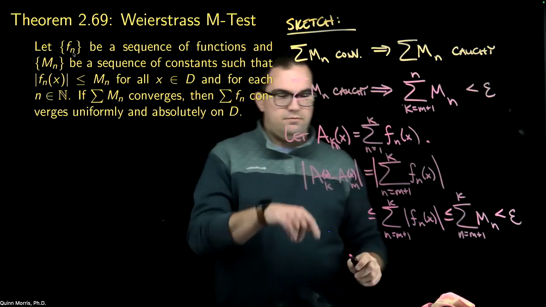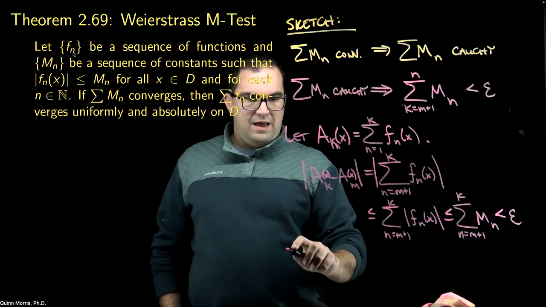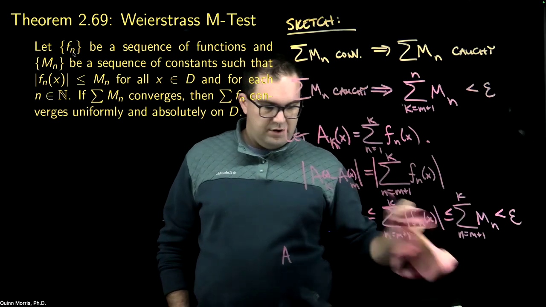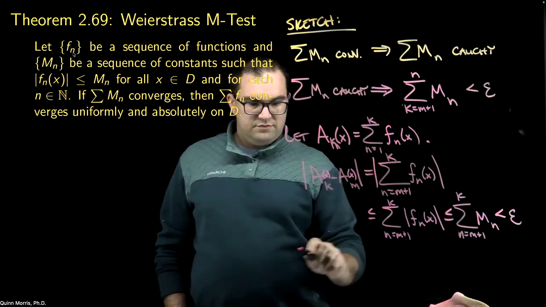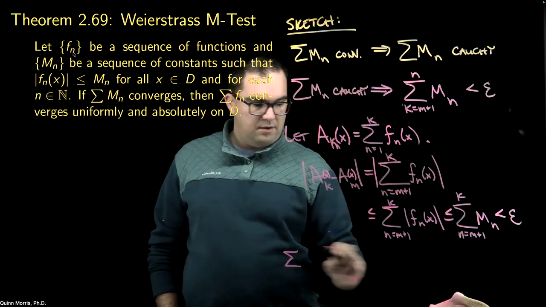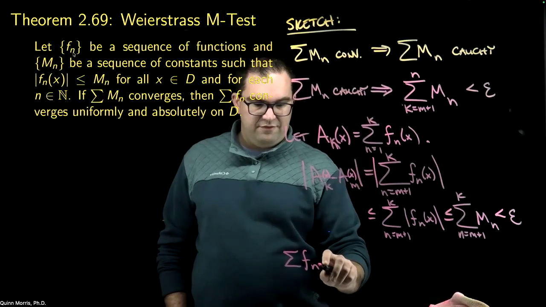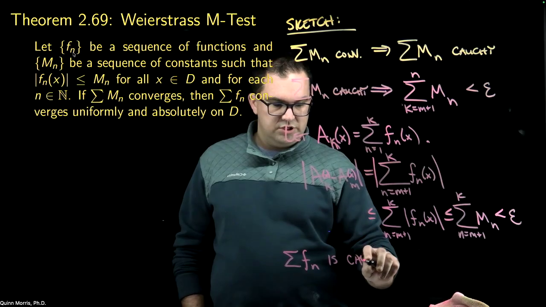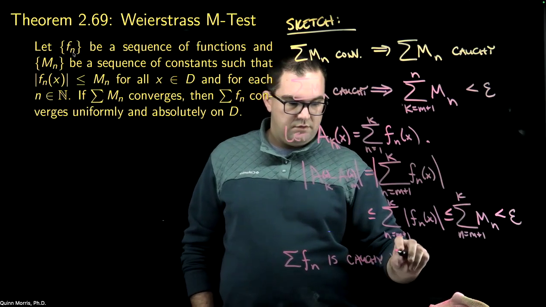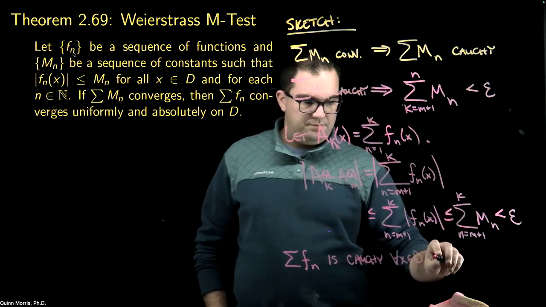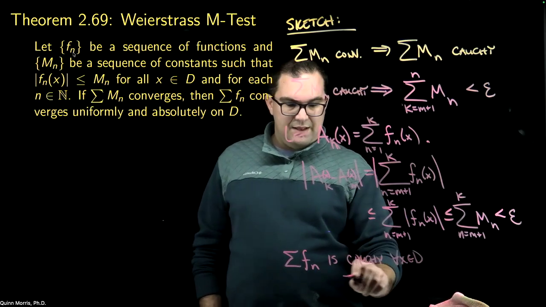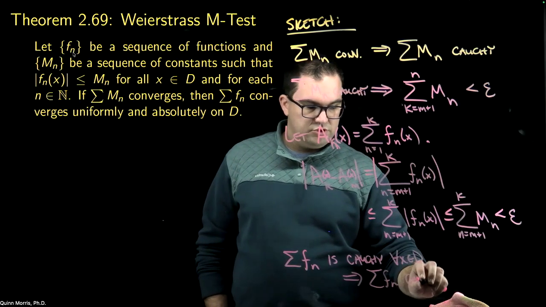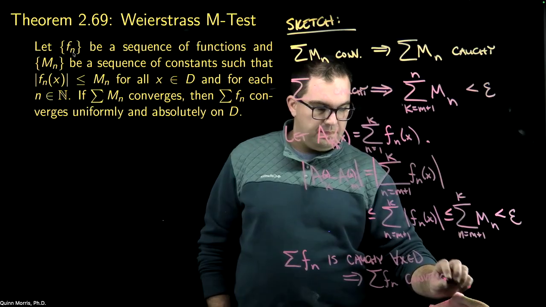And so we have shown here essentially that the series of the f sub n's is Cauchy for all x in D, which gives us that this converges.